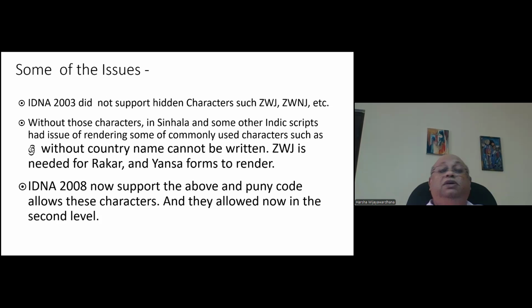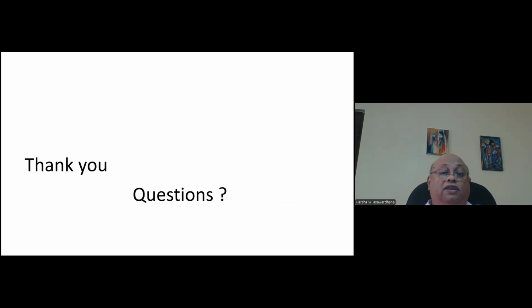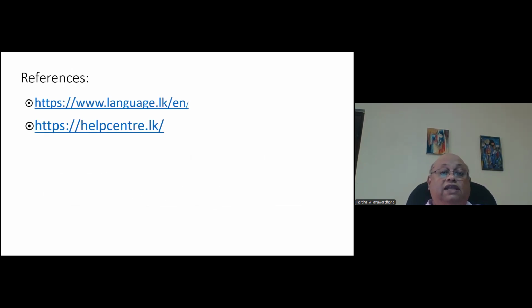However, my suggestion would be, we have been looking into encoding these two, like in Malayalam, where they have done several like this. We are looking at whether we can have the Rakar and Yansa forms encoded in Unicode. There are a lot of debates in Sri Lanka right now on whether to encode or not. If you want references, we have language.lk. Our .lanka and .ilangai IDNs, which we have now, a lot of people are actually using.